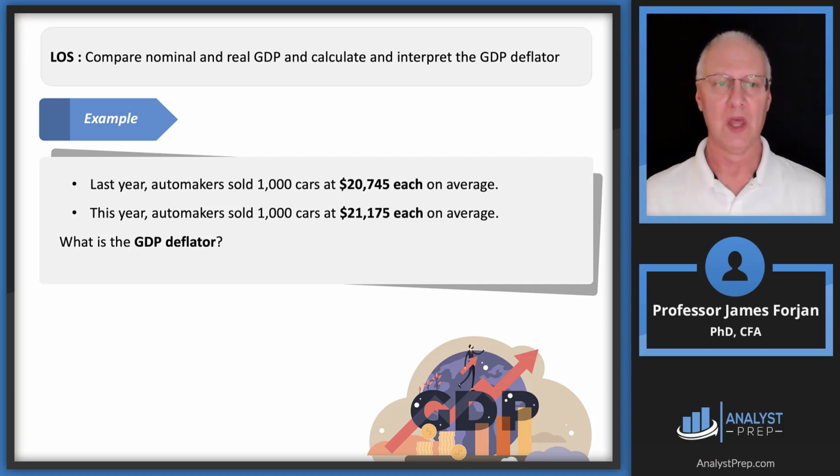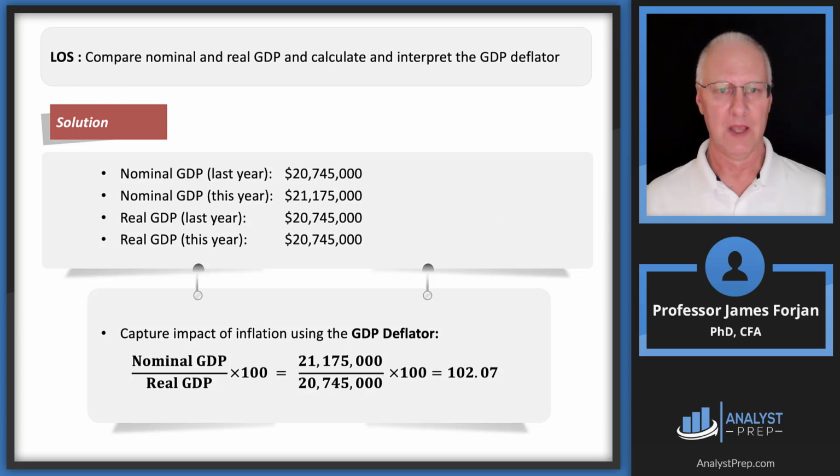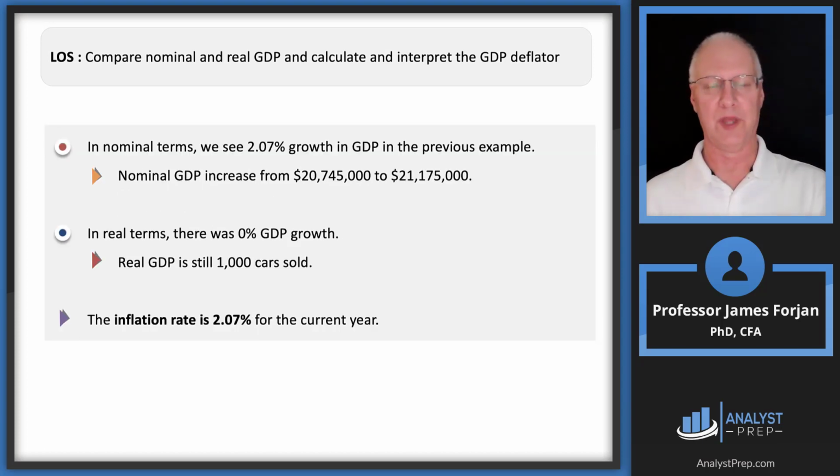So the question is, how do you address this if you're the government trying to keep track of total output? All we're going to do here is take that 21,175 and divide it by the 2,745, and we're going to get 2.07%. So that's going to be kind of our rate of inflation. There's the formula at the bottom for the GDP deflator, the 102.05. And that, of course, results in 2.07% growth in GDP.